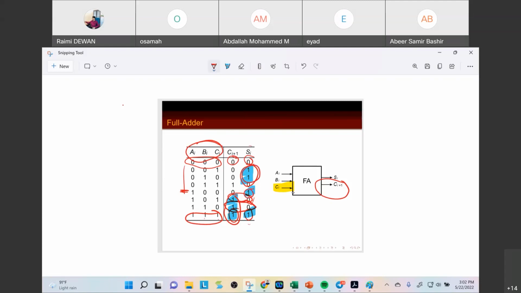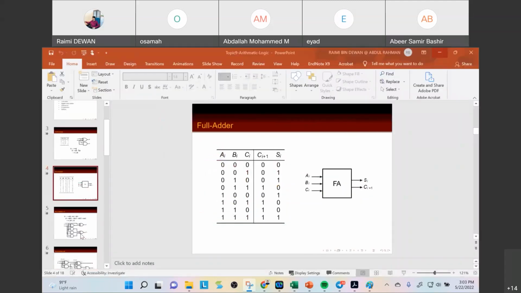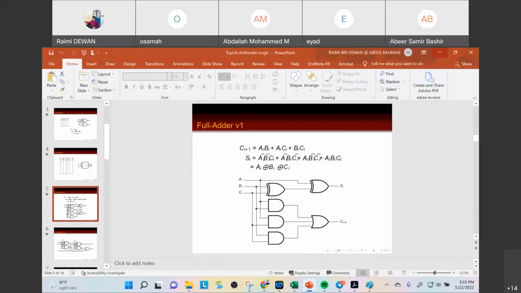For example, it may mention output high, or if it asks for the Boolean expression or algebra for Si having output 0, then it's not this. This one means what they want is how to get the 0. So it depends on what question you get. Okay, so this is the answer.